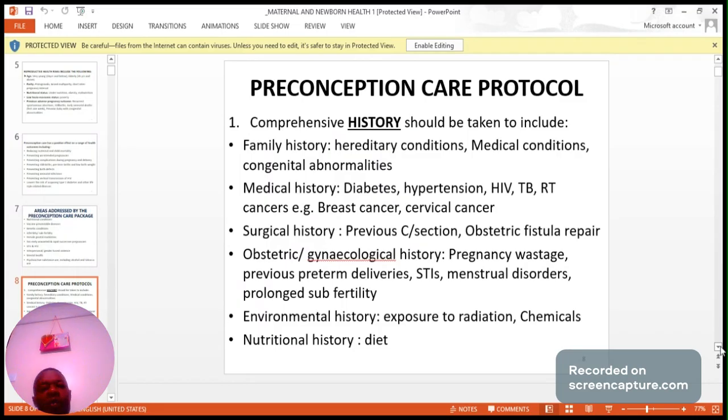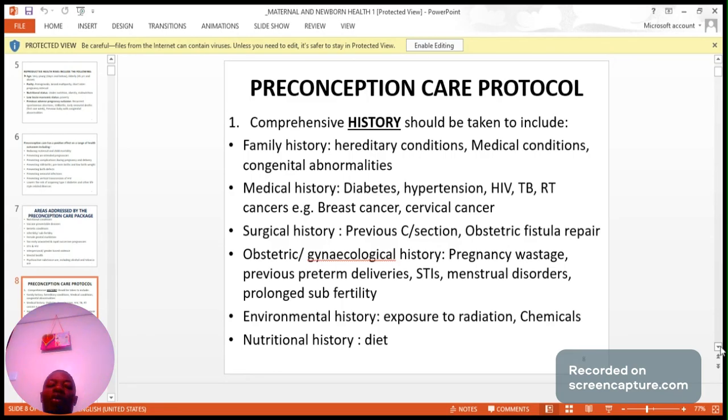Preconception care protocol is what we are now going to see. How are we going to go through the process of preconception care? We need to get to know this mother, so we start with a comprehensive history, and that should include family history. We get to know if there was any hereditary condition, be it albinism, blood group ABO incompatibility or rhesus incompatibility.